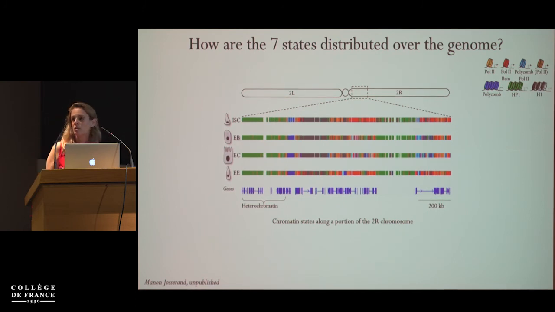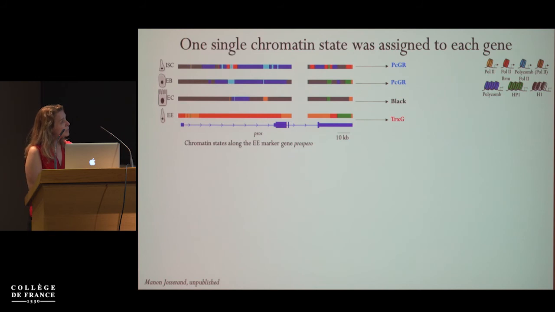So Mano really wanted to be able to look at these data in general and try to understand how they were changing. And in order to simplify that process, she wanted to assign one state to a given gene. The way this was done was to take the primary state that covers the length of a gene. So here is just an example of how we did this. Here is the gene Prospero, which is an enteroendocrine specific gene. It's primarily coded by this red state, so it has been assigned this red or trithorax group state.